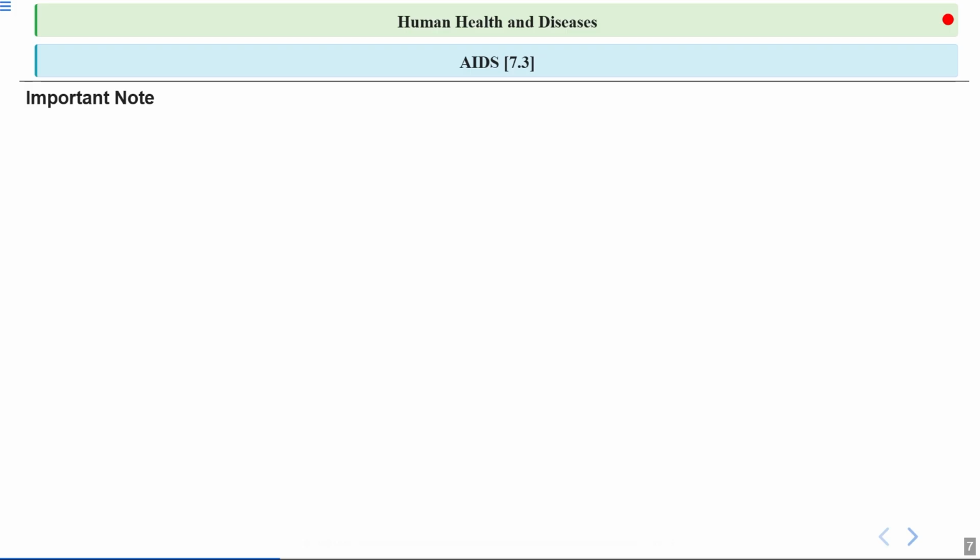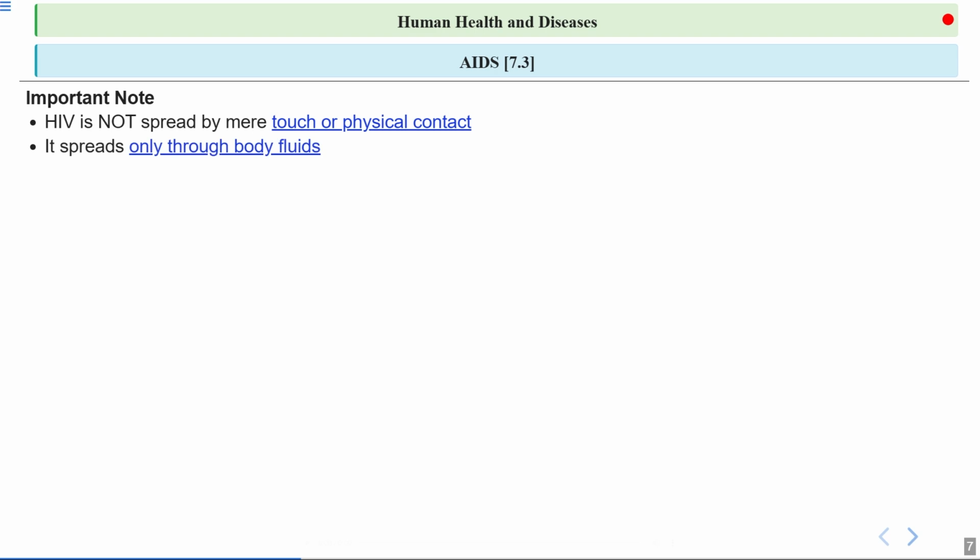Now there is one important note here about AIDS transmission. So notice that HIV is not spread by simple touch or physical contact. This means you cannot get HIV from hugging, shaking hands, or sitting next to someone who has HIV. It is very important to clear up this myth as it helps reduce unnecessary fear and stigma around people living with HIV. Now let's have a look at how HIV actually spreads. We have already talked about it. So HIV is transmitted only through certain body fluids like blood, semen, vaginal fluid, and breast milk as well.